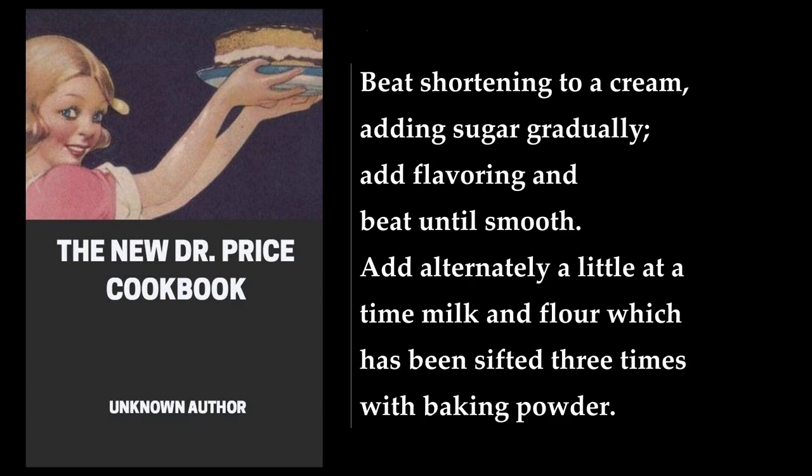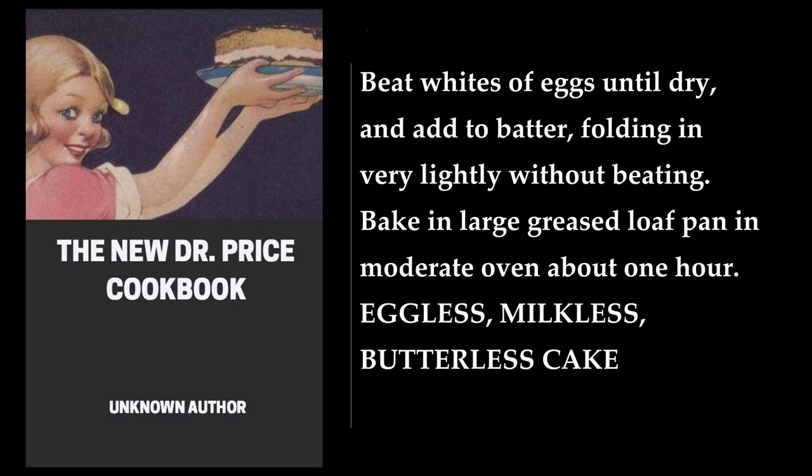Add flavoring and beat until smooth. Add alternately a little at a time milk and flour which has been sifted 3 times with baking powder. Beat whites of eggs until dry, and add to batter, folding in very lightly without beating. Bake in large greased loaf pan in moderate oven about 1 hour.